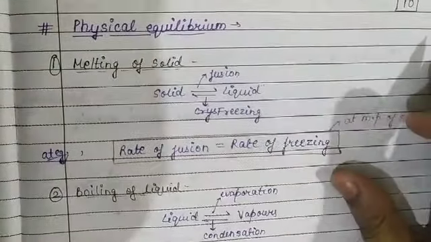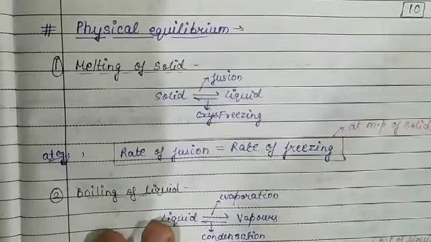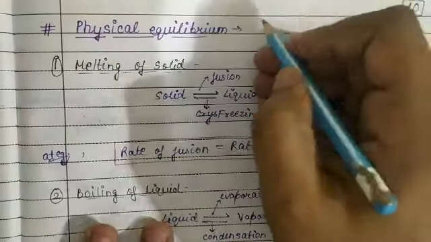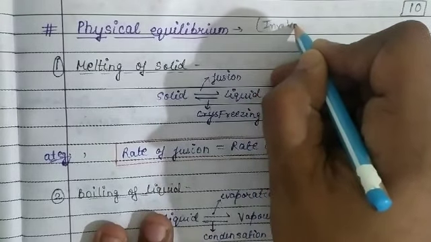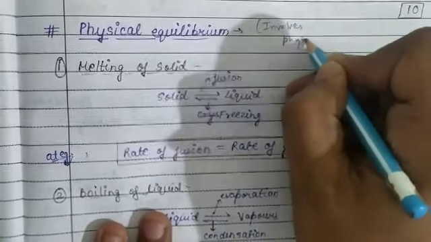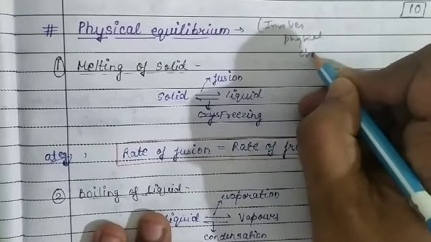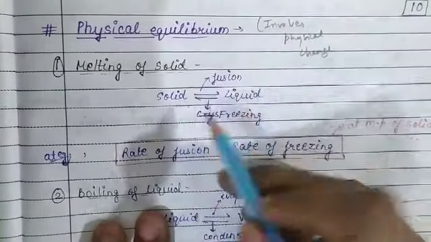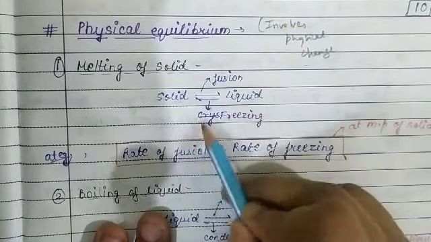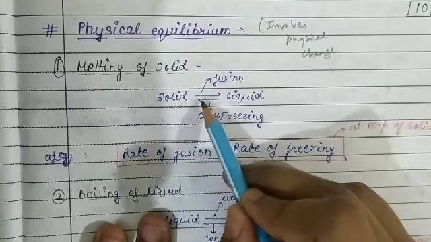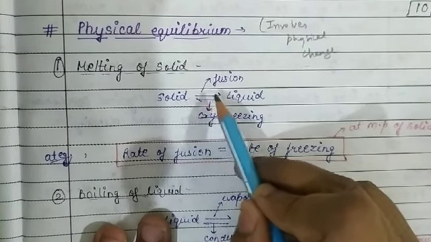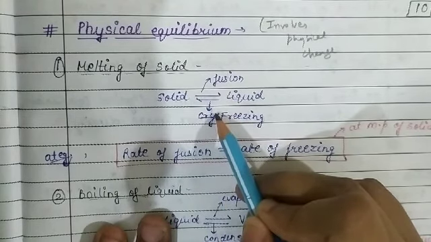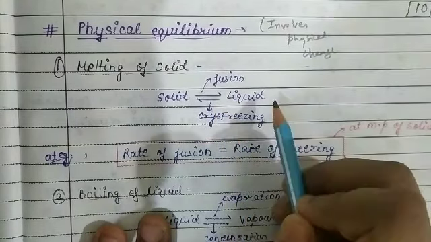Now we will discuss our new topic, physical equilibrium. Physical equilibrium basically involves physical changes, like state changes, when a solid changes into liquid, or liquid changes into vapor. The equilibrium established during these processes is called physical equilibrium.